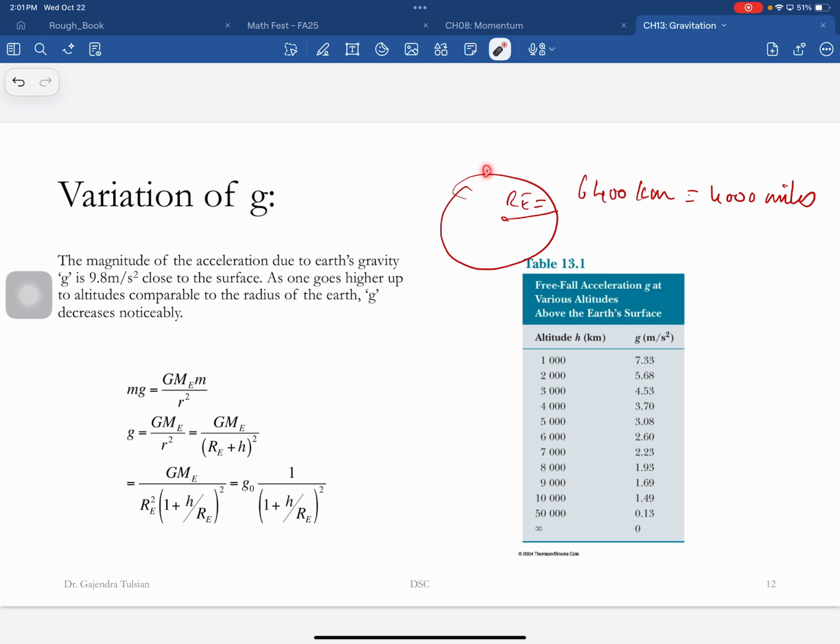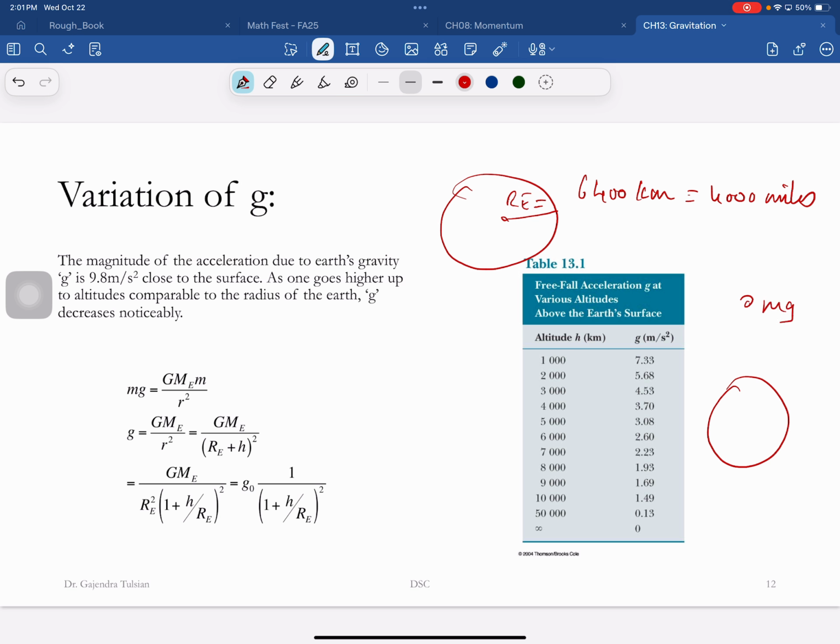Okay. So let's say, what is g about 100 miles above the surface of the Earth? About 9.8. But if you go far, far away, comparable to the radius of the Earth, now g changes. g decreases as you go further and further away. For it to be noticeable, you have to go a distance comparable to the radius of the Earth. So for instance, if you go 4,000 miles away, here's the equation.